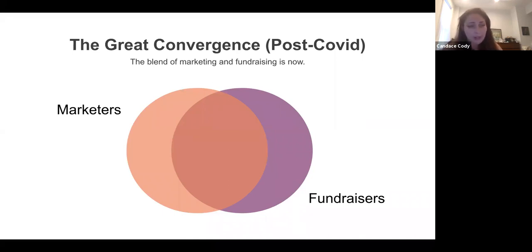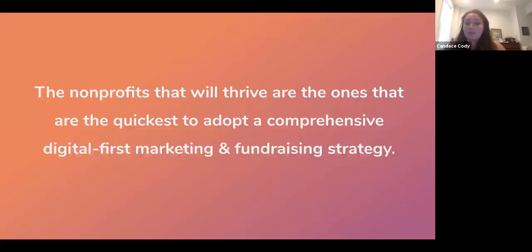When we think about what the future of fundraising is going to look like, the nonprofits that do the best at adapting their marketing to digital and make their audience stand out prominently online are going to be the ones that best survive and really thrive in today's digital-first landscape. So it's just all about adopting a comprehensive digital-first marketing and fundraising strategy.